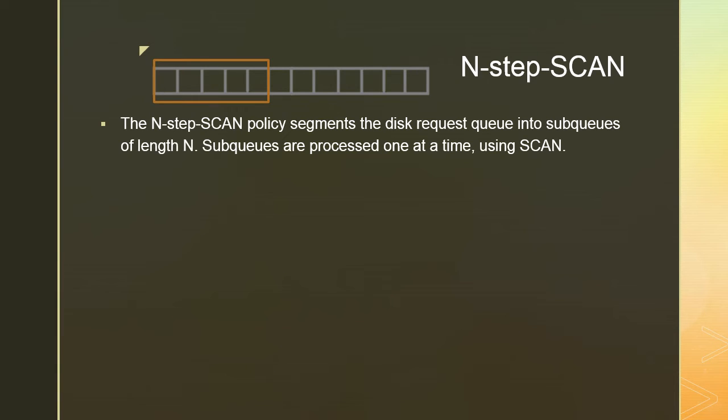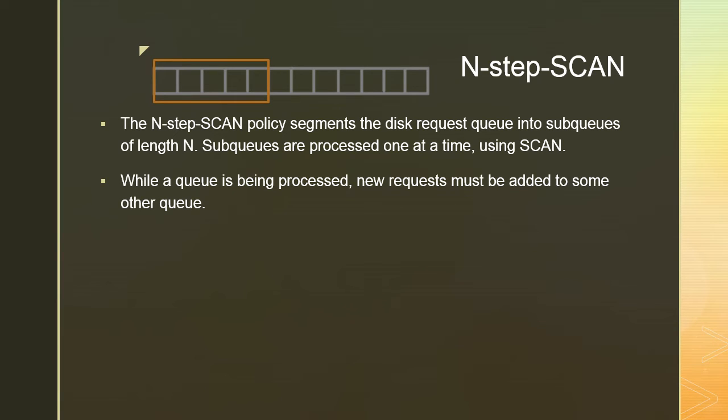N-step scan. The N-step scan policy segments the disk request queue into subqueues of length n. Subqueues are processed one at a time using scan. We are assuming n is 5 here. The first 5 requests are currently being processed according to scan.